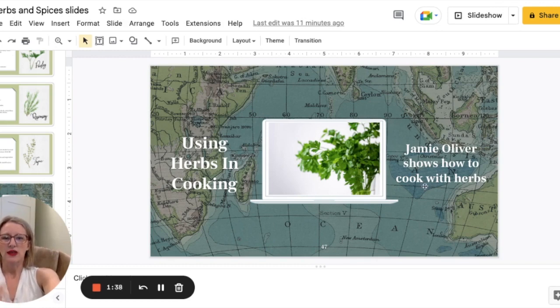It's Jamie Oliver showing how to cook with herbs. And I believe there's a lady who's an herb grower. She talks about growing herbs as well, because that's popular, growing your own herbs.